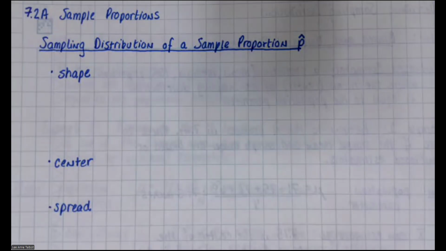Do you remember yesterday how I said there was foreshadowing on my applet? I had a really skewed population. What were the shapes of the sampling distributions underneath? Normal. Okay, normal. Now that's not always going to be the case. There's a condition of whether or not it's normal.